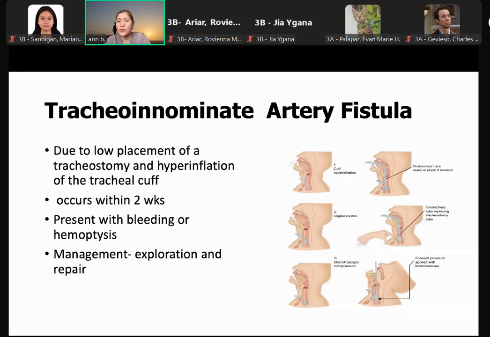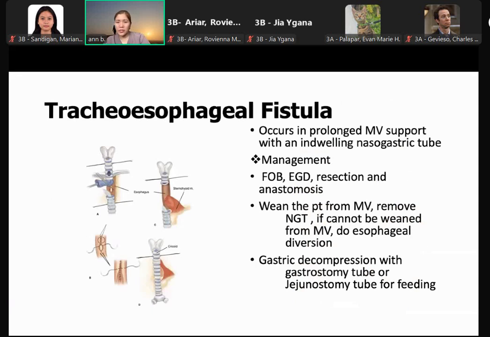If you've seen these patients, especially patients with a history of post-intubation or post-tracheostomy removal, or even stroke patients with tracheostomy and NGT, sometimes it would cause this. Management, again, is exploration and repair. You need to ligate where the artery is and close the opening.